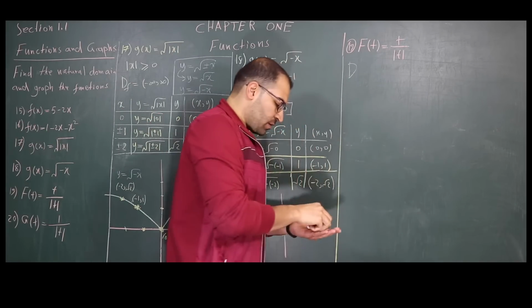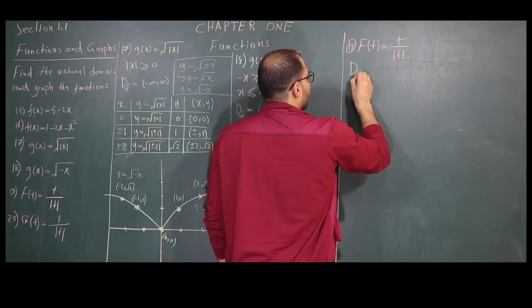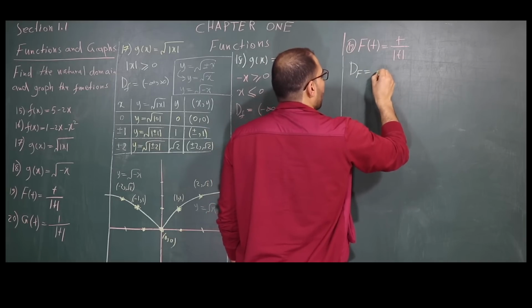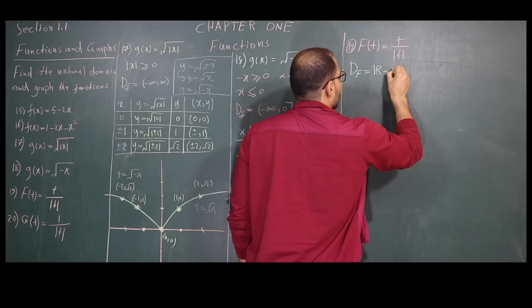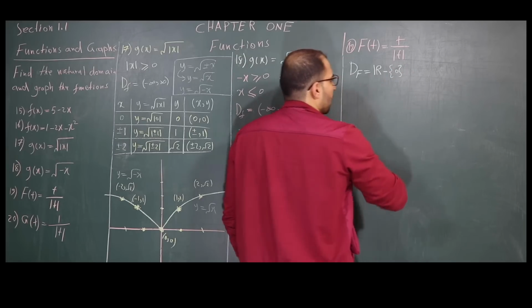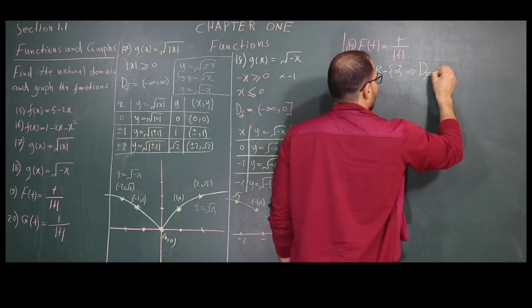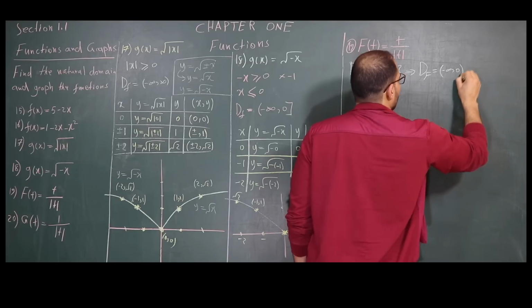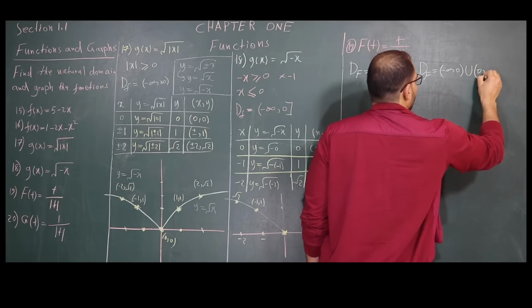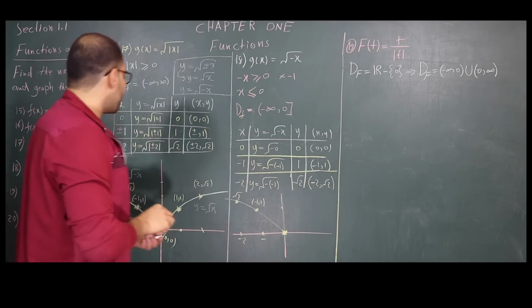The domain of capital F will be all the real numbers except 0. Or we can denote it this way: the domain of the function F will be minus infinity to 0, union 0 to infinity. The 0 is not included.